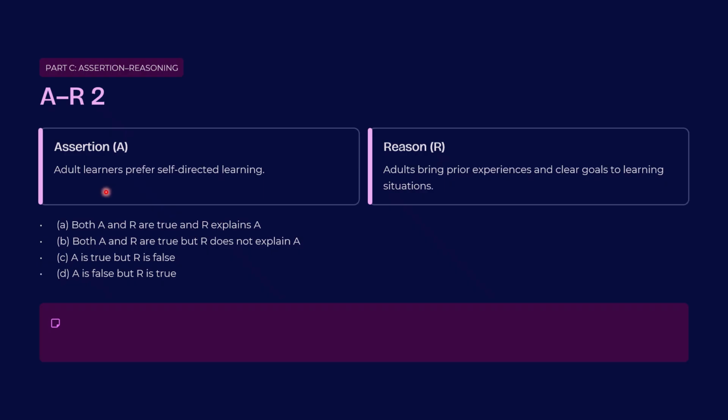Our next question. Assertion: adult learners prefer self-directed learning. Reason: adults bring prior experience and clear goals to learning situations. So let's evaluate the assertion. Adult learners prefer self-directed learning. This statement is true. Adults like to take responsibility for their own learning instead of depending completely on teachers. Now the reason: adults already possess life experience and clear learning objectives. This statement is also true because of this experience and these goals. Adults know what they need to learn and why they need to learn it. Therefore, the reason correctly explains the assertion. So, the correct option is option A, that is both A and R are true, and R explains A.